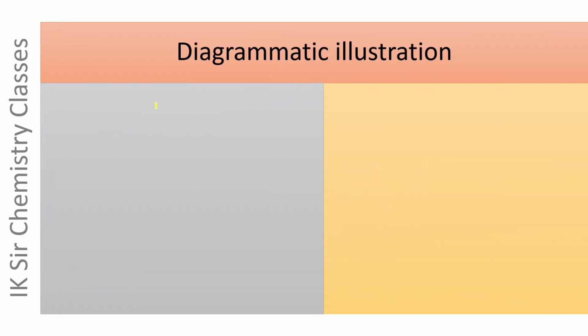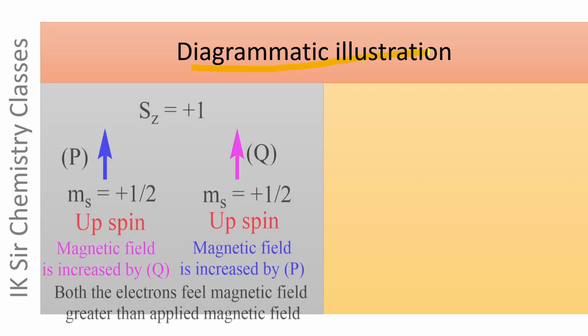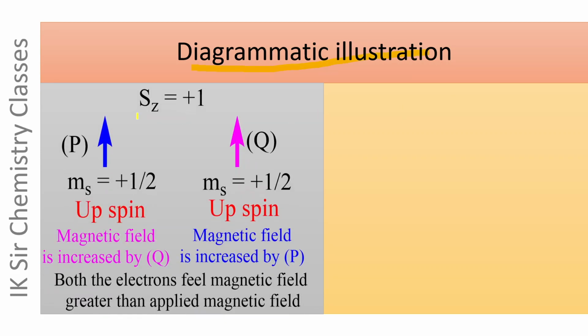It can be explained with the help of a diagram as follows. It represents Sz equals +1. It consists of two electrons, P and Q, having parallel spin with ms equals plus half. This also has ms equals plus half. Thus, both the electrons have up spin or alpha spin.